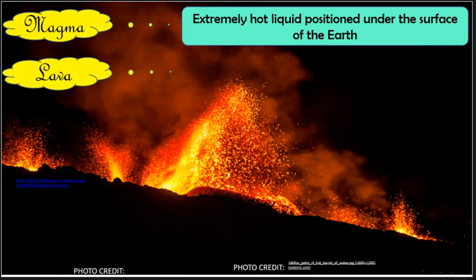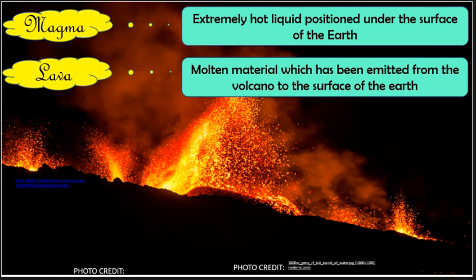But when we say lava, it is the molten material which has been emitted from the volcano to the surface of the earth. So when the molten hot liquid is still inside the volcano, it is called magma. But when the volcano explodes and magma or hot liquid is emitted or ejected, it will now be called lava. So in other words, magma when it is inside, lava when it is outside.